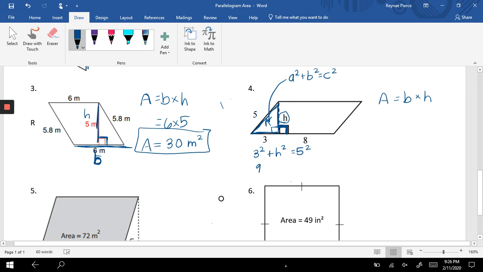3 squared is 9. 25 minus 9 is 16, and if I find the square root of both sides, my height here now is 4. Okay.